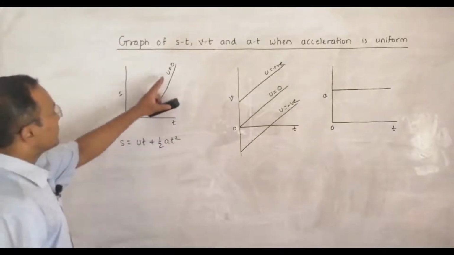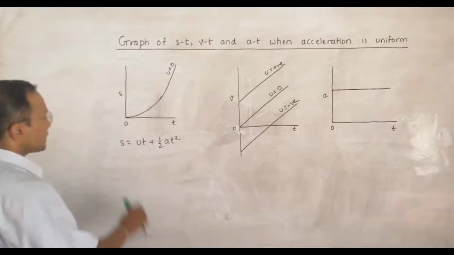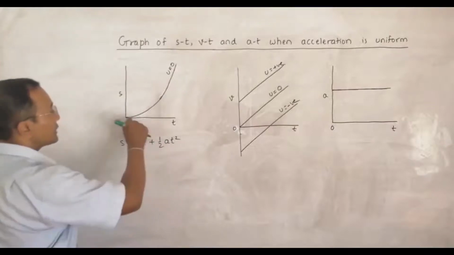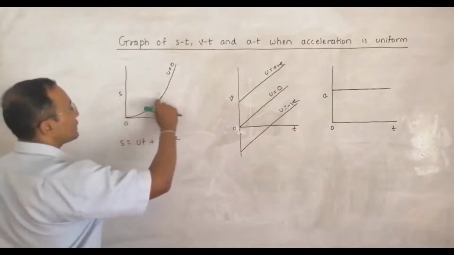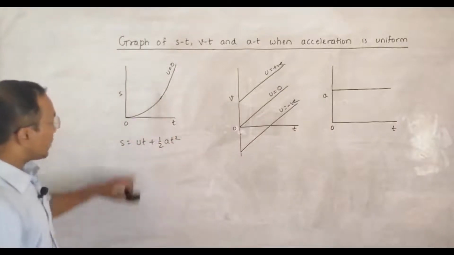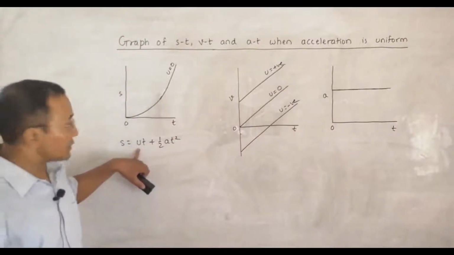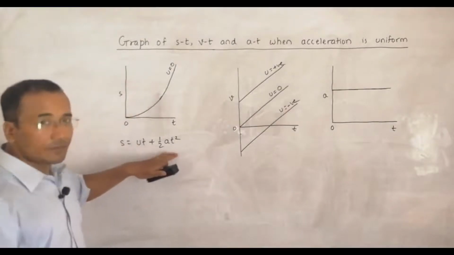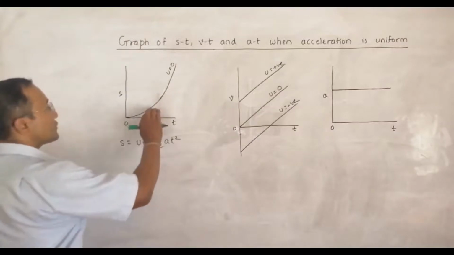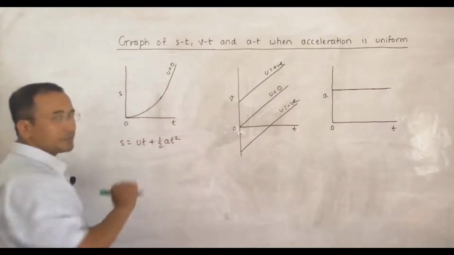So now I can work on this. When I drew this graph, it was just s equal to half at square. So this is how half at square goes. This is the curve of half at square. Now I have got a certain u here, so there is something in addition to this half at square. That means the graph should be somewhat like this, somewhat plus here.